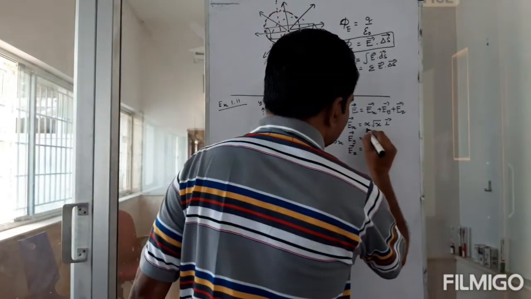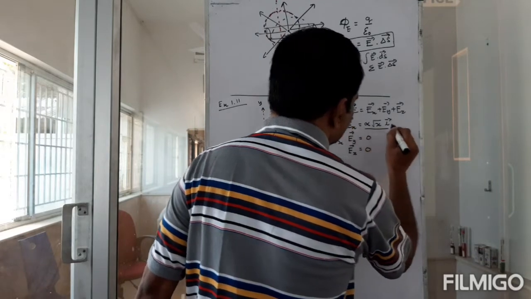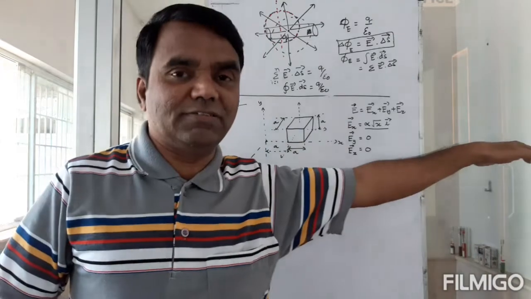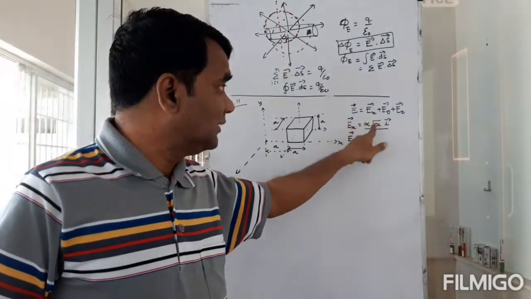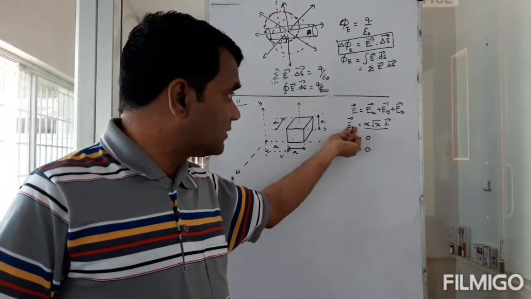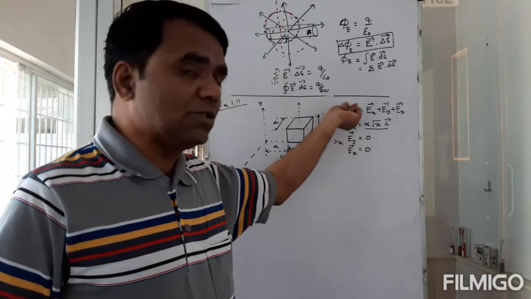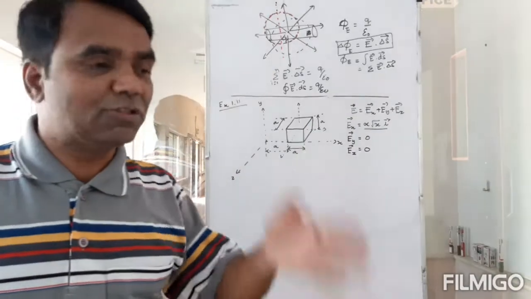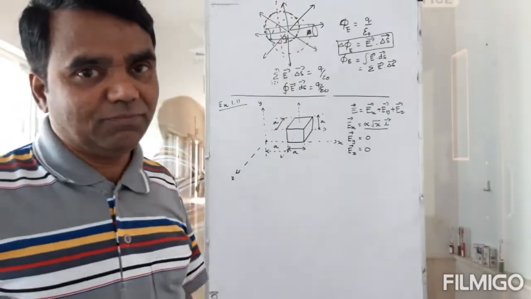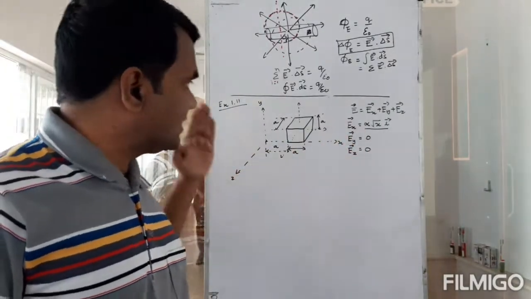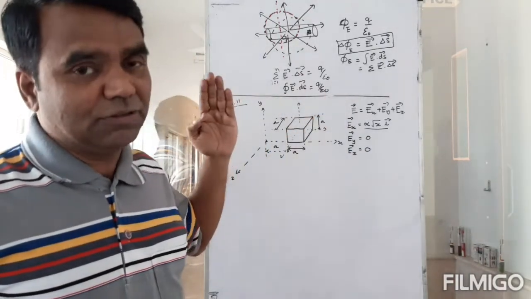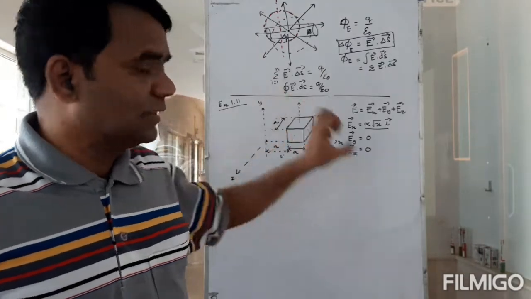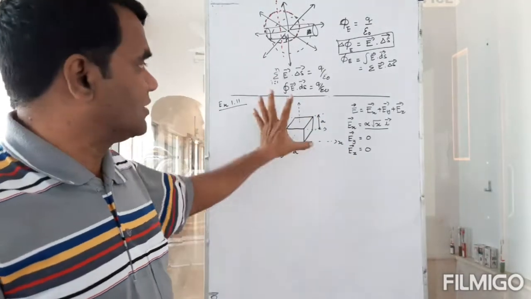E depends on x. E is not constant. If x is increasing, E will also be increasing. Ex will increase. If x is increasing, Ex will increase. Because Ex increases, E will also increase, because E is effectively Ex only. There is no y and z component. So that is the problem. So now you need to find the total flux coming out of this surface.